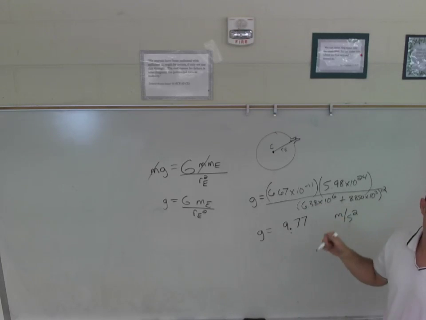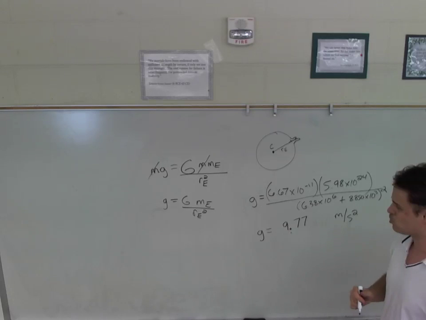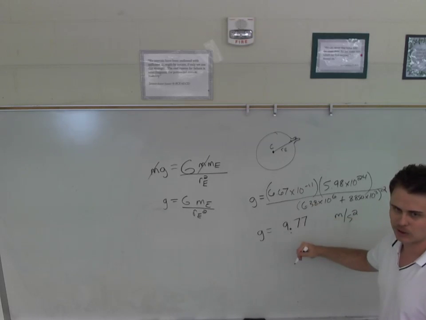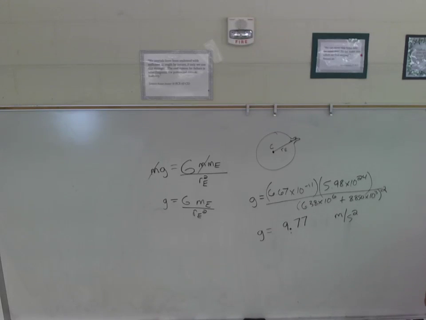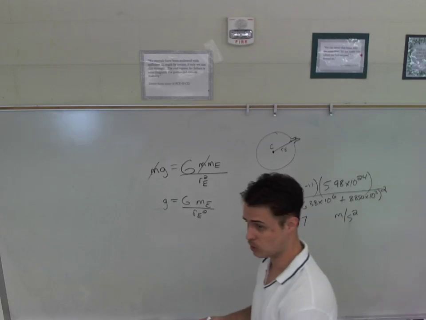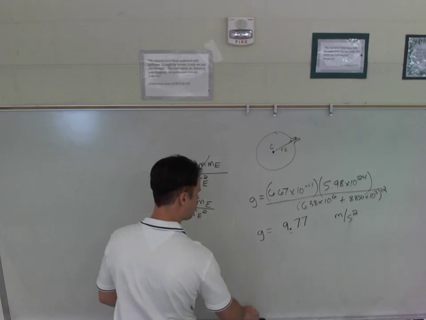I think that we are estimating the radius of the Earth too, so I'm not even sure if we can keep that last digit. But it's pretty close to g, it's just a little bit less. Does it make sense that it's less than 9.8? Yes. You're farther away, so gravity has less effect. That makes sense. Good.